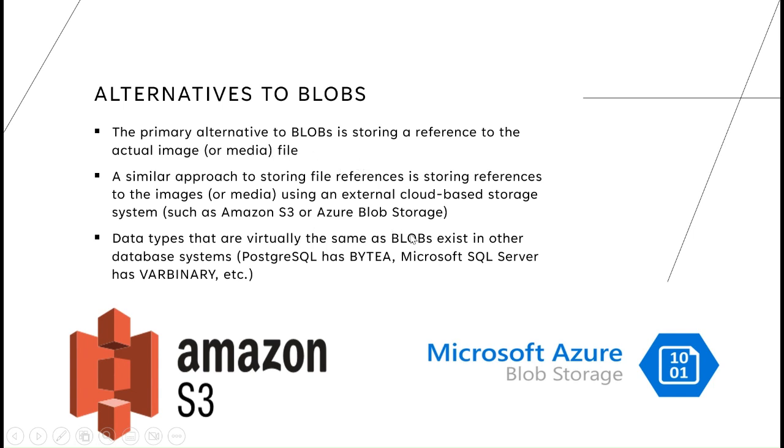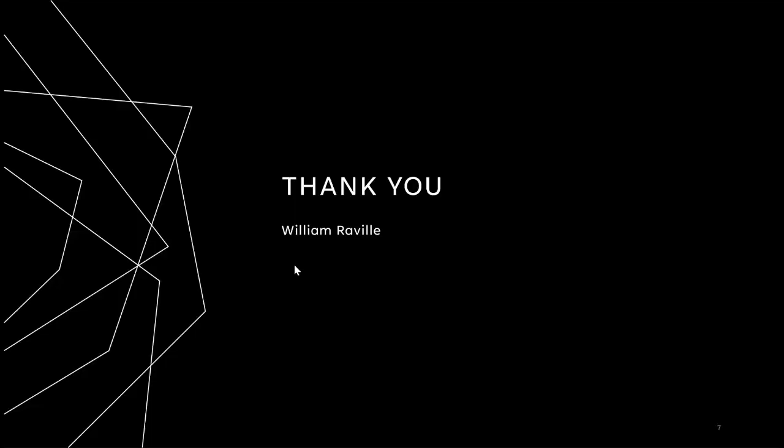So another approach that is very similar to this would be to store those references to the images using a cloud-based storage system, such as Amazon S3 or Microsoft Azure Blob Storage. And lastly, these aren't really necessarily alternatives, but similar to blobs like we were mentioning earlier. PostgreSQL has BYTEA, and Microsoft SQL Server has varbinary. So let's get into our actual demo.